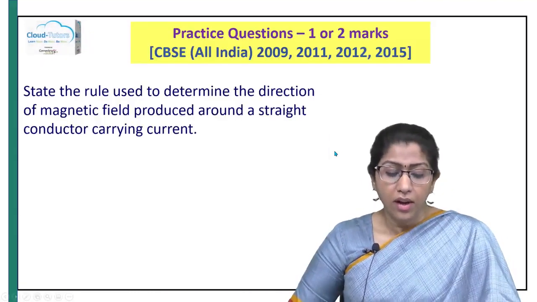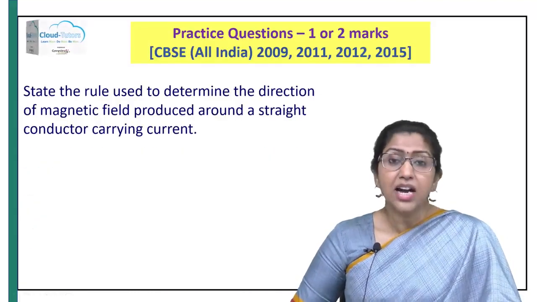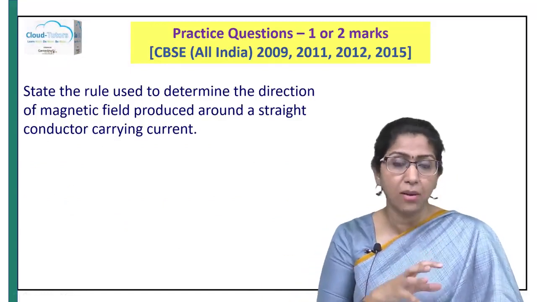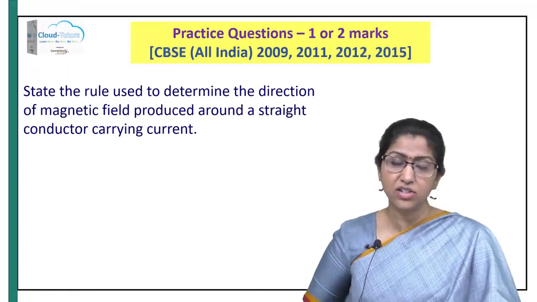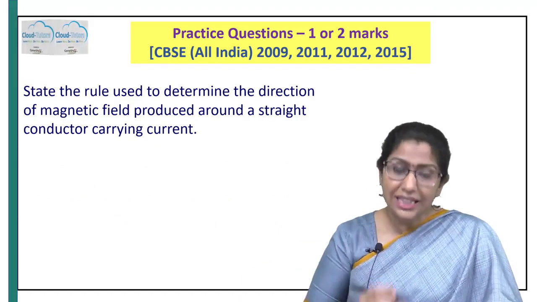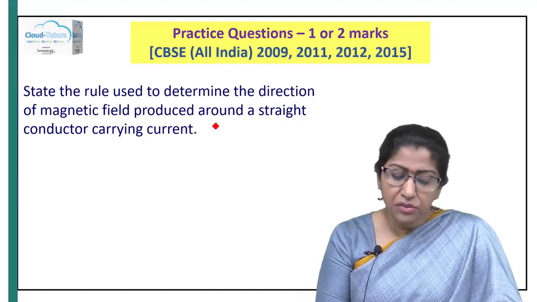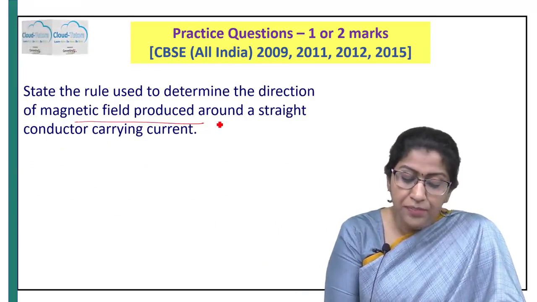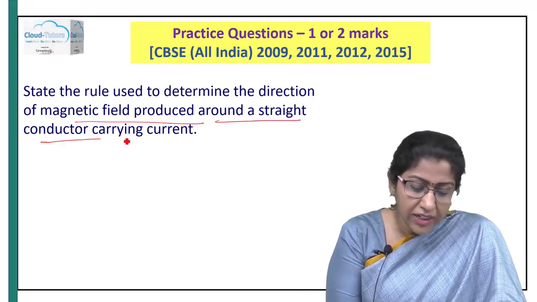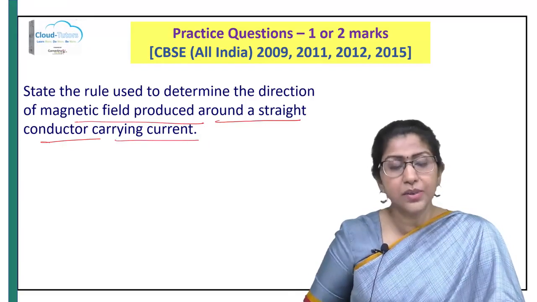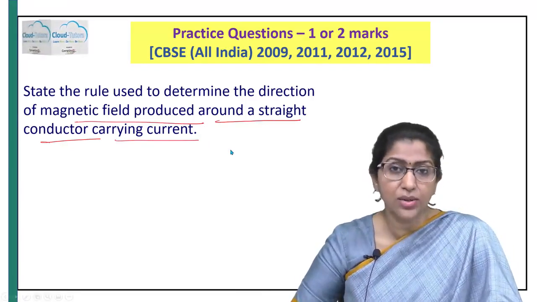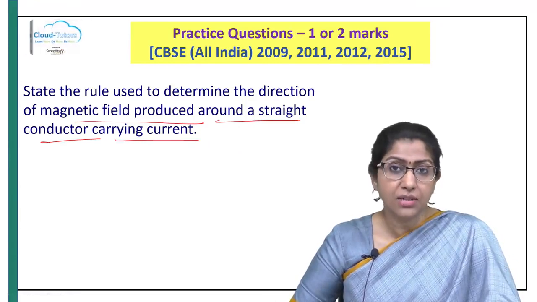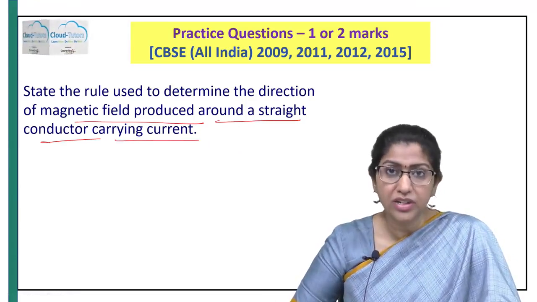Now, with this, let's try and answer one or two practice questions based on these topics that we have done in our previous session and also discussed in this session. State the rule used to determine the direction of magnetic field produced around a straight conductor carrying current. This was asked quite frequently, as you can see on the screen, and it could be asked as a 1-marker question or a 2-marker question as well.